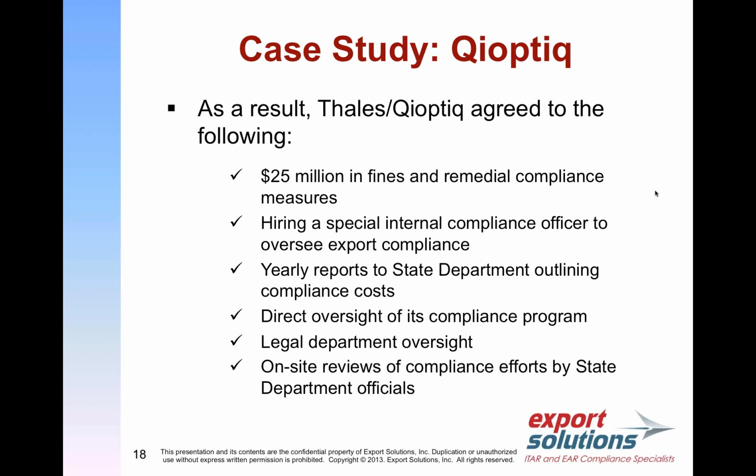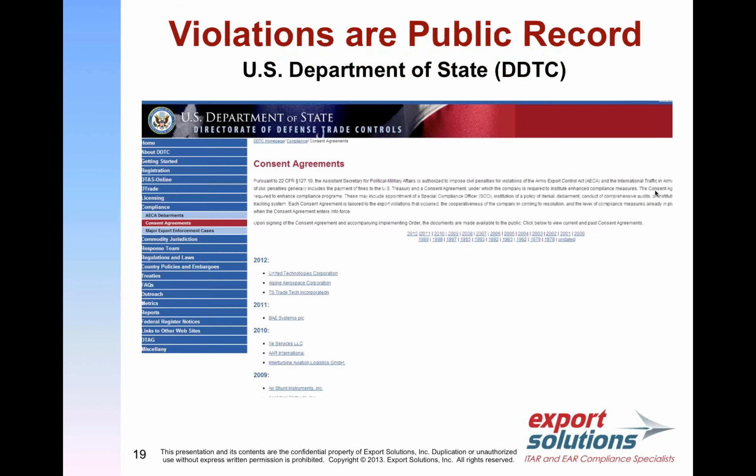And another reason why you don't want this to happen to you is, and this is just a screenshot taken on a given day, but these violations are public record. You can see that year-wise, they go back prior to 1978, where it says undated. And then, of course, you can click on any of these links when you go online, and you can read the actual case and the violations and everything.